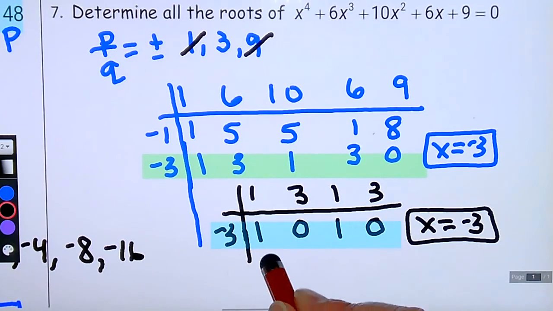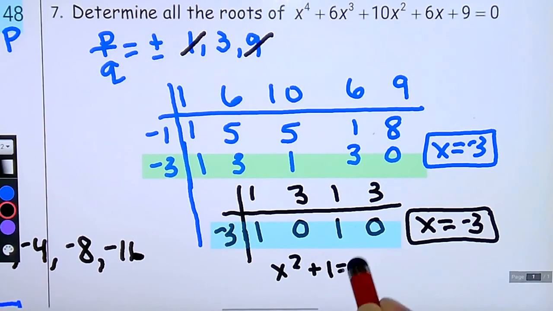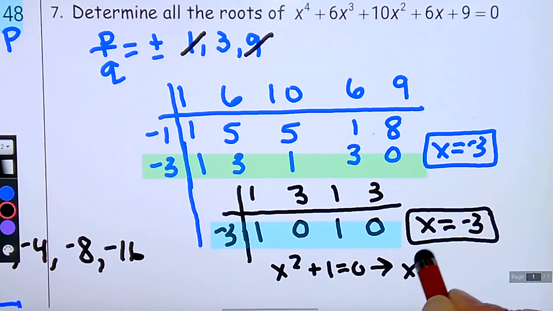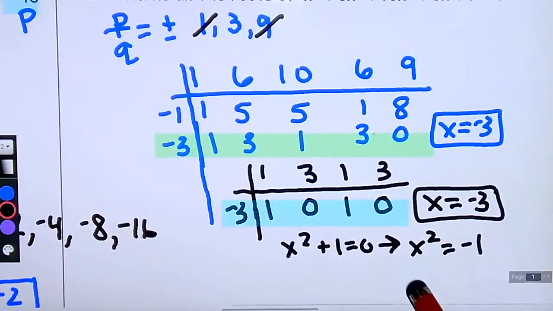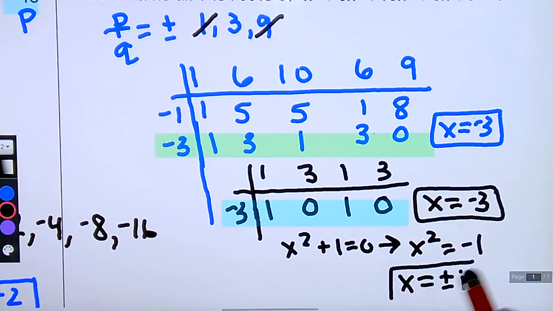Left with a degree 2. x squared plus 1 equals 0. x squared equals negative 1. So when I solve that, I'm going to get imaginary. x equals plus or minus i. And those are my 4 answers. And that's the end of the first worksheet. And I'll do a video for the second worksheet.